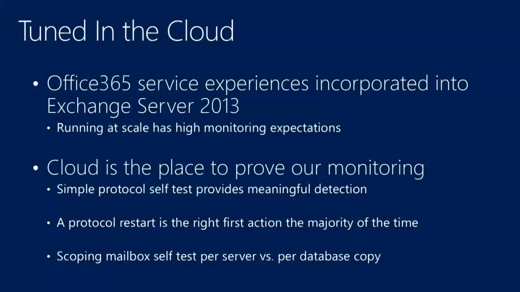Now, it's also tuned in the cloud. So a lot of the learnings that we're getting from running managed availability in Office 365 will make their way into the on-premises product. And in fact, there are some changes coming in Cumulative Update 2, which is the next update we plan to release for Exchange 2013, where we have done some work to throttle some of the responders. And I'll show you what I mean by that in a minute. But it's all about us sort of cutting our teeth in the cloud first so you don't have to.